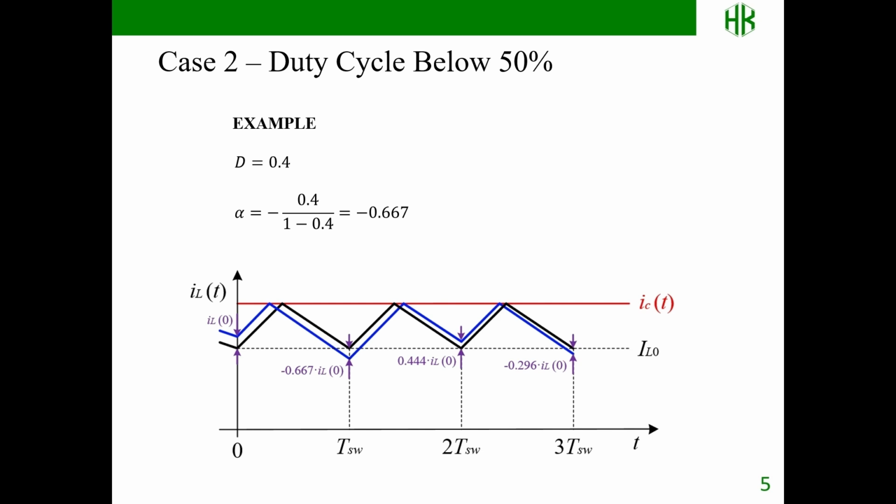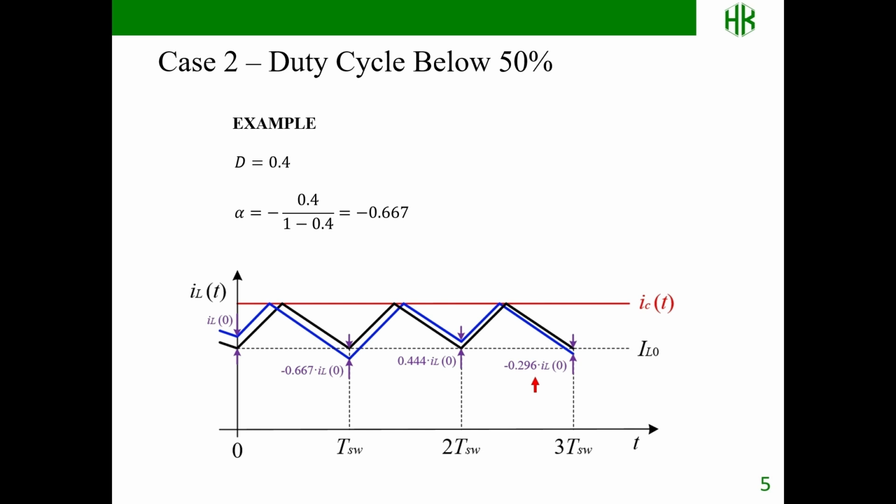The magnitude of alpha is smaller than 1. Instead of growing, each new perturbation becomes smaller. Starting from the same initial disturbance, the next perturbation is reduced, then reduced again, and again, until it eventually disappears. So the converter naturally returns to its steady state operating point.